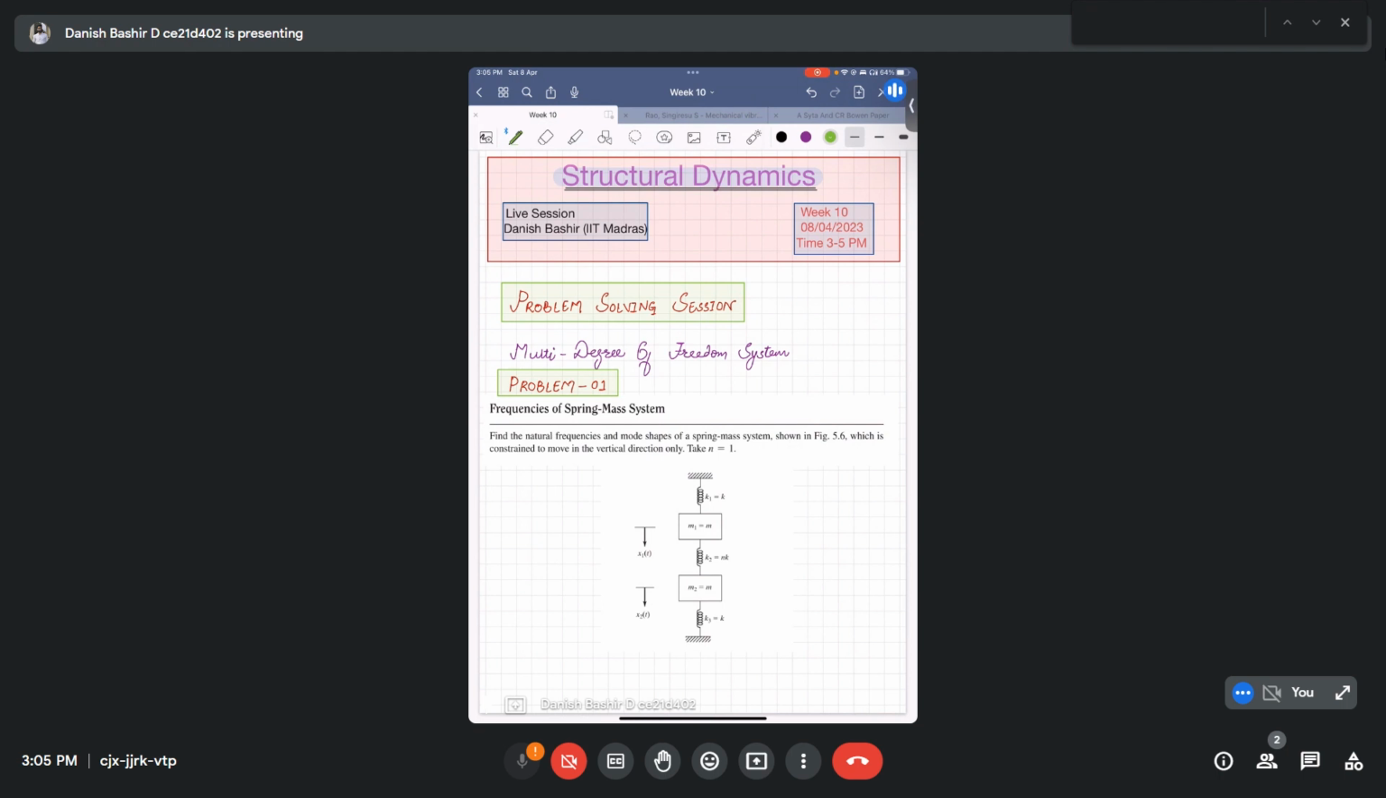As a first problem of today's session, we have here a spring mass system wherein we have two masses m1 and m2, both equal to m. These are connected by three springs, k1, k2 and k3. K1 is attached at the top and k3 is attached at the bottom, and these two masses are attached by k2.